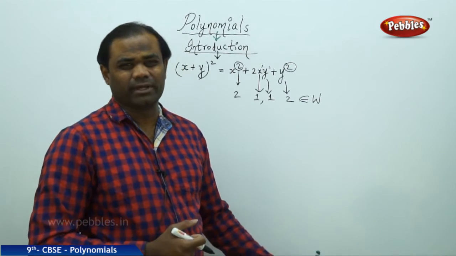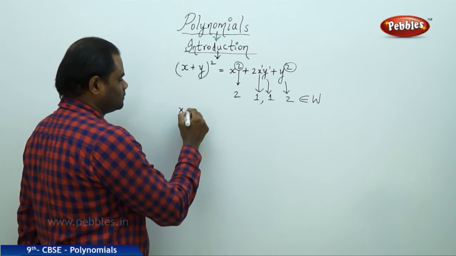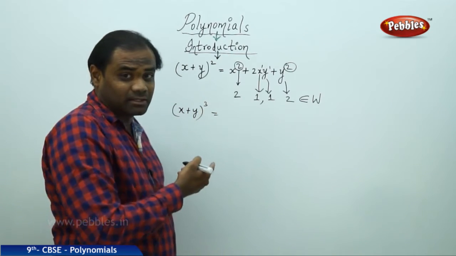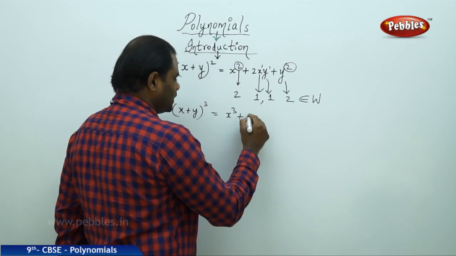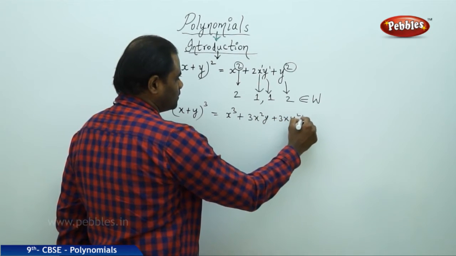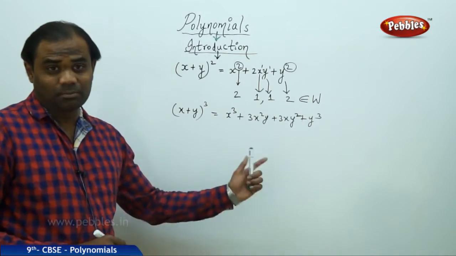Let's take one more example. For example, I have (x + y) whole cube, and I can expand this. We all know that (a + b) whole cube is a cube plus 3a square b plus 3ab square plus b cube, that is y cube. And let's see if this is a polynomial.